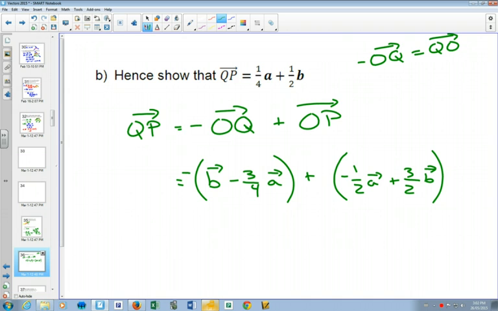We're going to get 3/4 of A minus 1/2 of A. That'll be 1/4 A. We're going to get a -B plus 3/2 B, which will be 1/2 B.